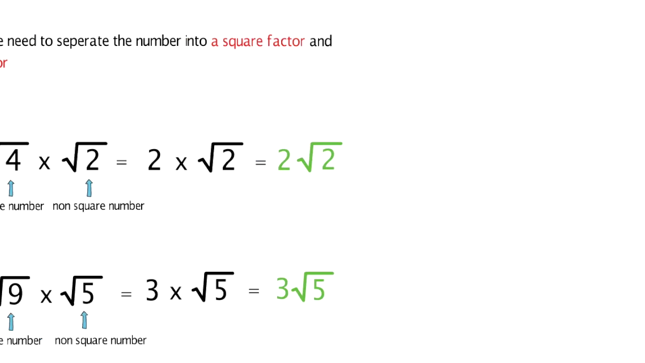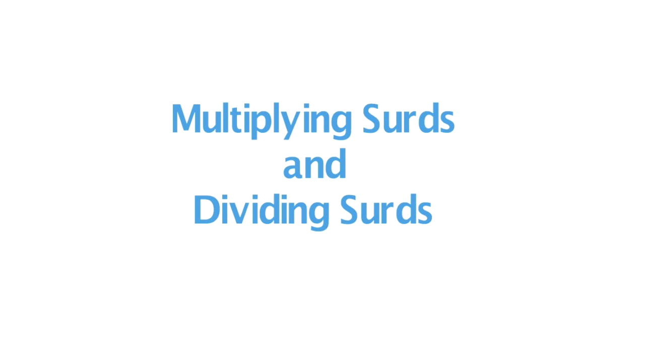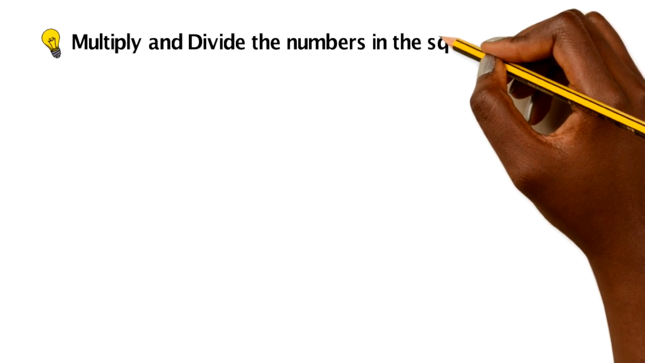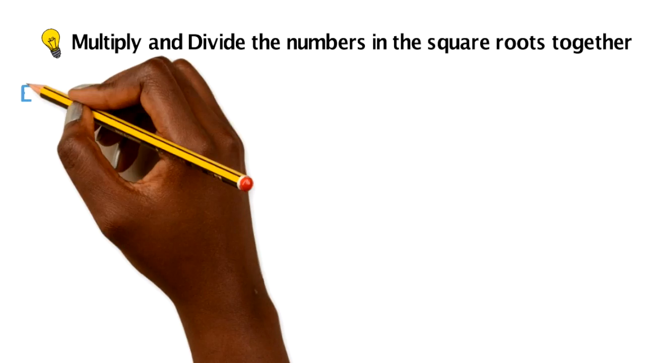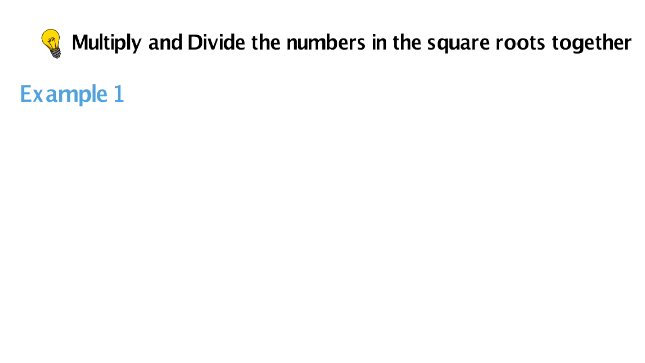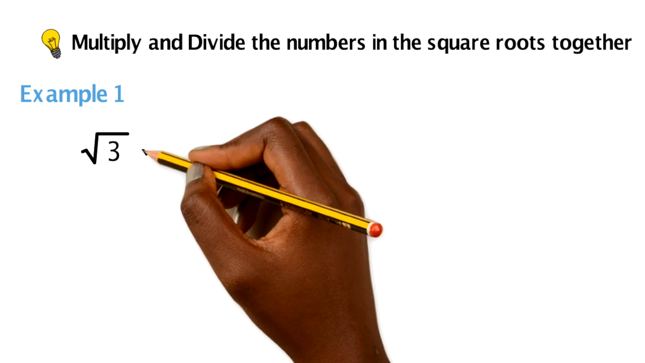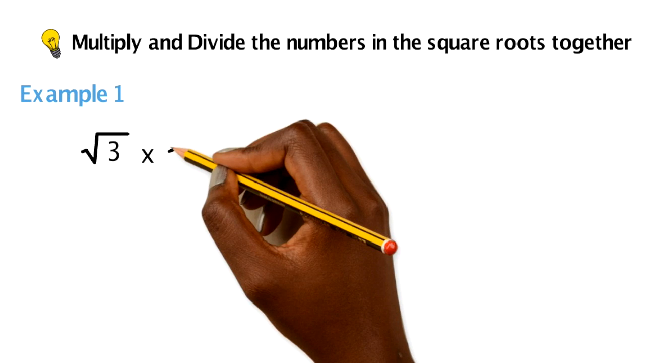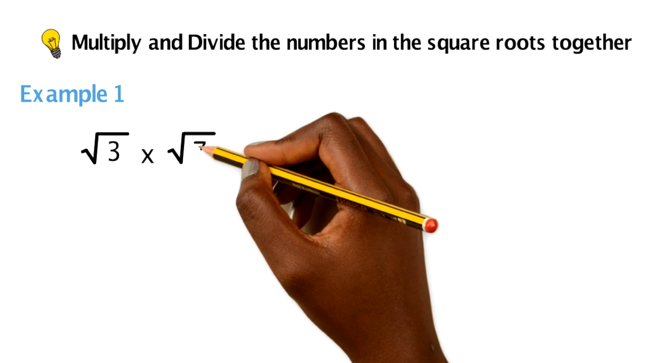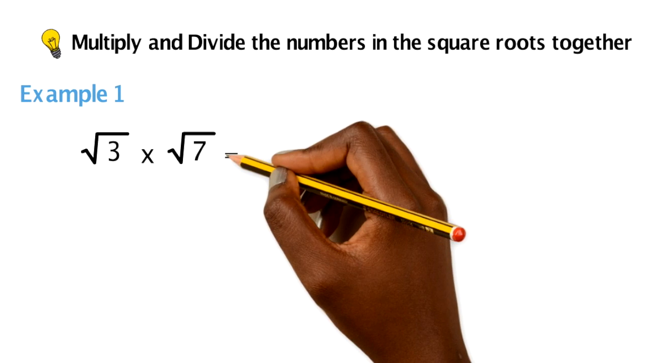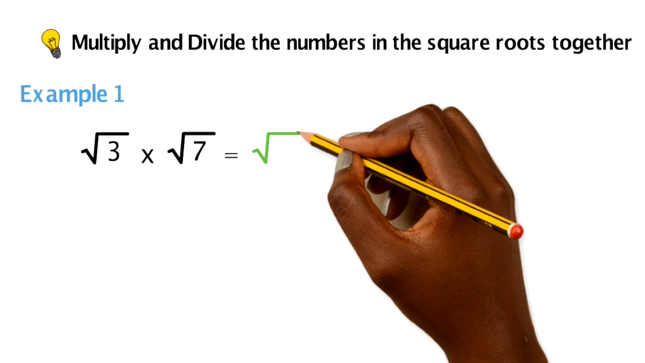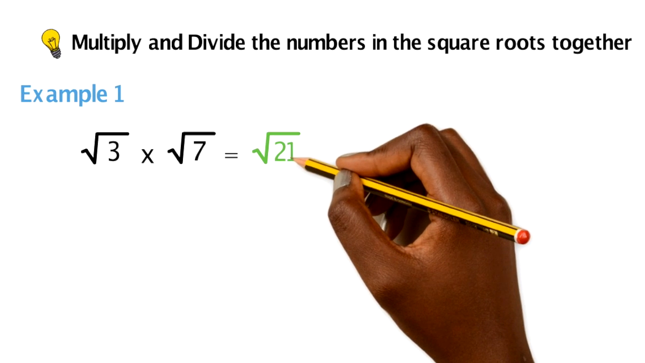So moving on to multiplying surds and dividing surds. When it comes to multiplying and dividing surds, you basically want to multiply and divide the numbers in the square roots together. We'll go through 2 examples of multiplying and 2 examples of dividing. First example of multiplication: if we have root 3 multiplied by root 7, we're multiplying the 2 numbers within the surds and the surd is going to stay there, so we end up with root 21. This cannot be simplified any further, so that would be the final answer.